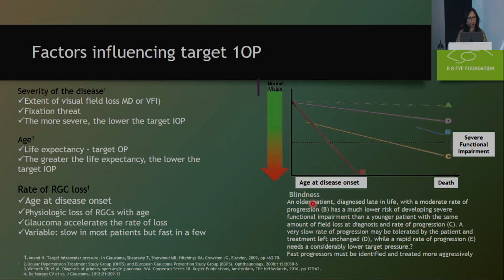Factors that influence target IOP, again, severity of disease. If you look at this on your left-hand side, age of disease onset, death and severe functional impairment, you would see that life expectancy and target IOP have a direct relation when you set your target IOP: the greater the life expectancy, the lower the target IOP. The rate of RGC, retinal ganglion cell, loss, age at disease onset, physiological loss of the RGCs. There are instruments now which can give you the RGC loss at that particular age, due to age or due to disease. Glaucoma accelerates the rate of loss, slow in most patients, but fast in a few.